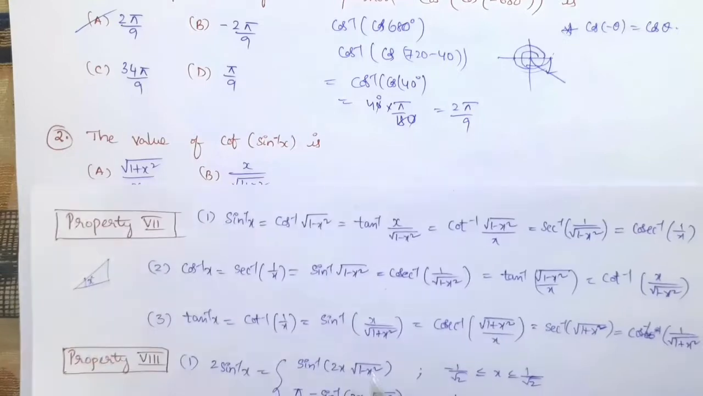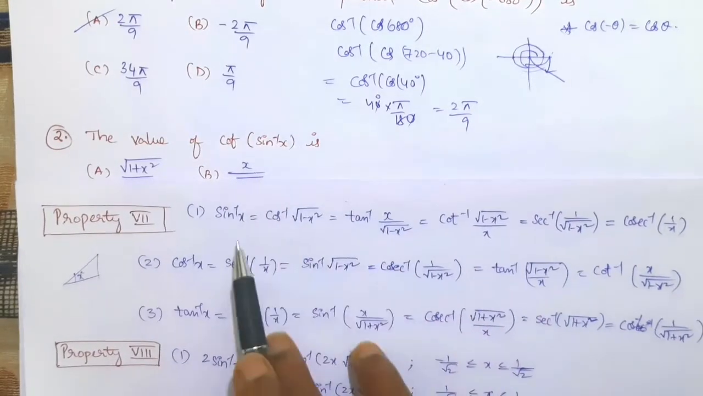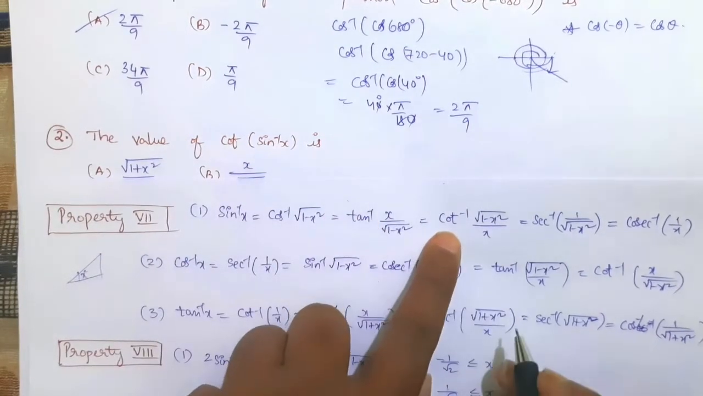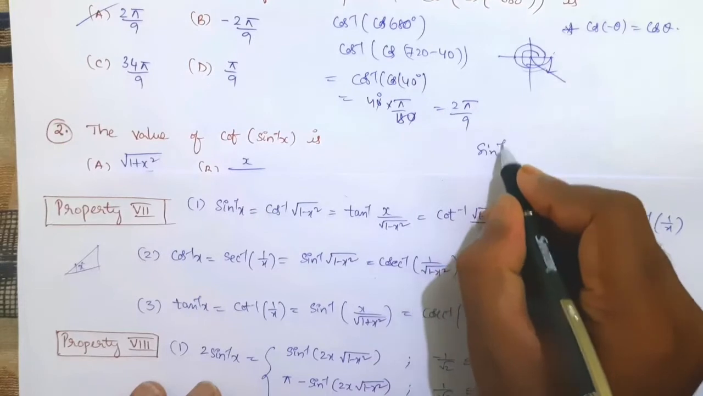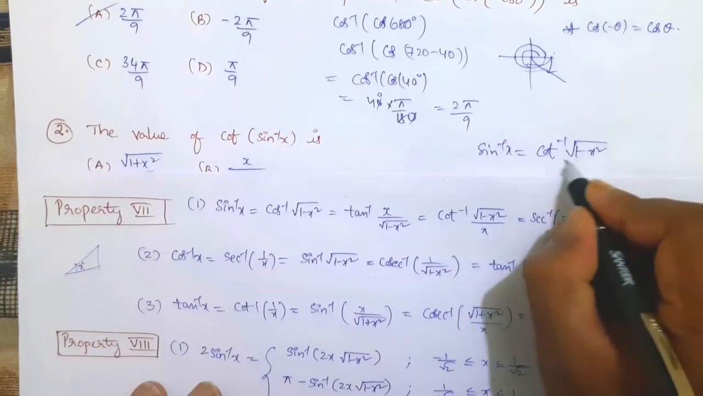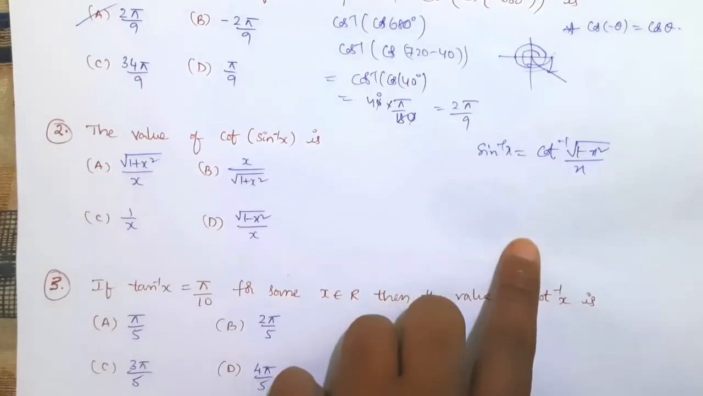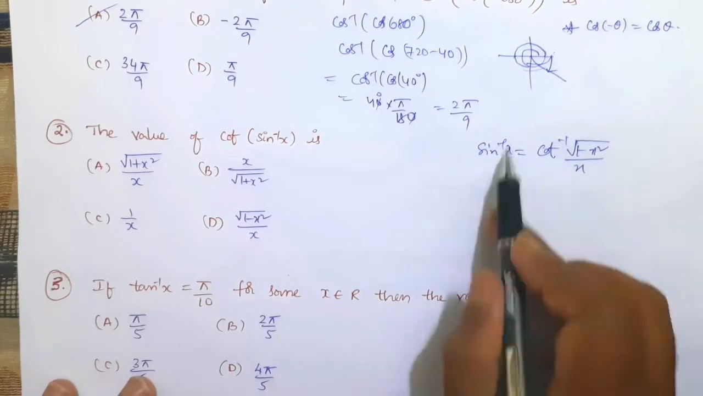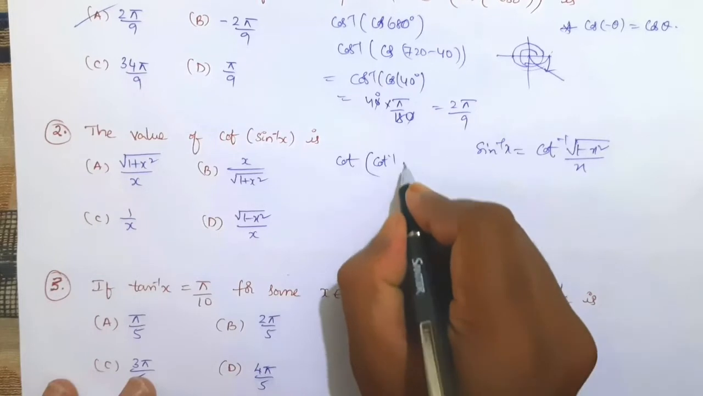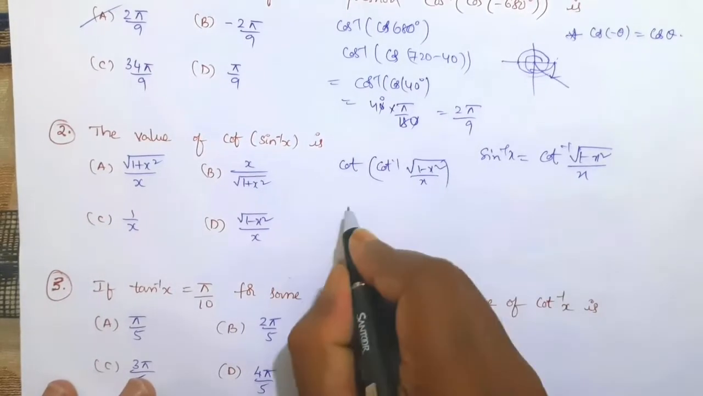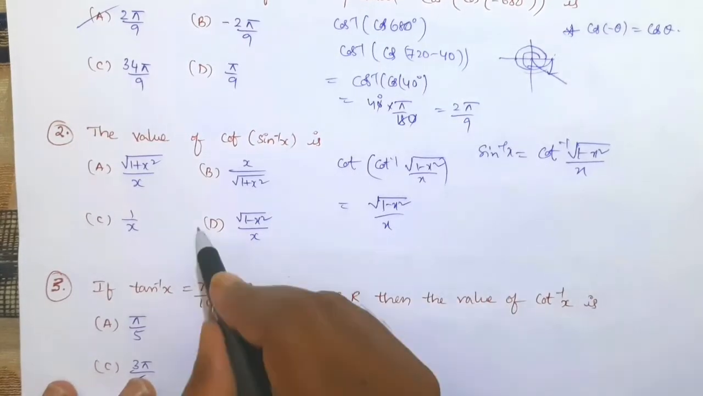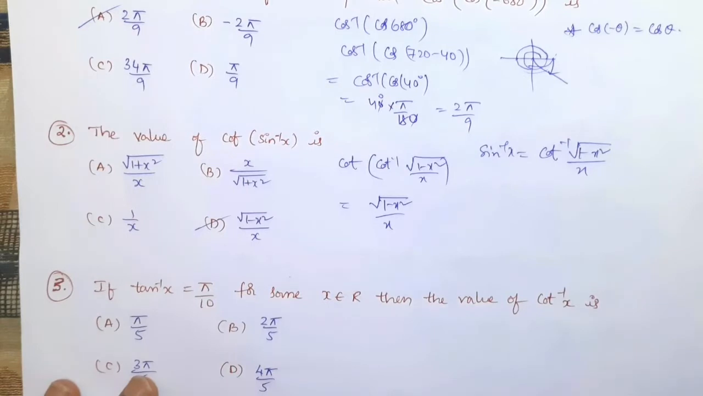Here we have properties, sin inverse in terms of cot. Observe here, sin inverse x is equal to cot inverse of root 1 minus x square by x. If we remember the property, we can write directly like this. So cot of sin inverse x becomes cot of cot inverse of root 1 minus x square by x, which is equal to root 1 minus x square by x. So the answer is root 1 minus x square by x.